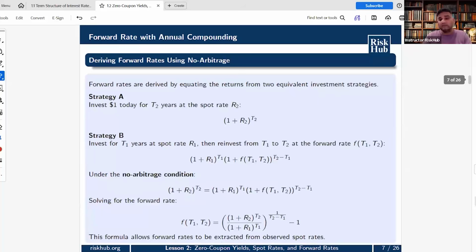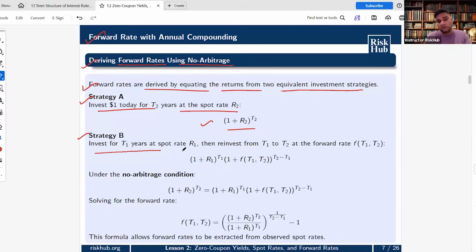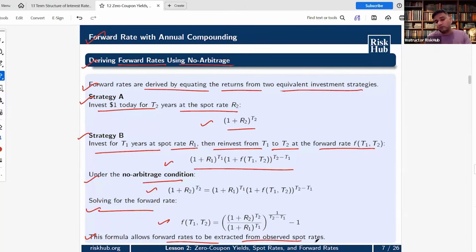Then we get into slide number 7, which is forward rate with annual compounding, deriving forward rates using no arbitrage. Forward rates are derived by equating the returns from two equivalent investment strategies. Strategy 1: invest $1 today for T2 years at spot rate R2, then we get (1+R2)^T2. Strategy 2: invest for T1 years at spot rate R1, then invest from T1 to T2 at the forward rate F(T1,T2), which is given by this equation, which looks like a very tricky equation. I'll explain. Under the no arbitrage condition, both should equate, and solving for the forward rate, we get this equation. This formula allows forward rates to be extracted from observed spot rates.